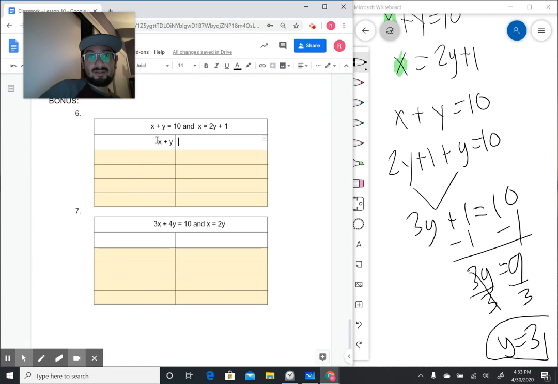X plus y equals 10. So you replace that x with 2y plus 1, plus y equals 10. Combine like terms, 3y plus 1 is equal to 10. Subtract 1 on both sides, 3y is equal to 9, so y is 3.